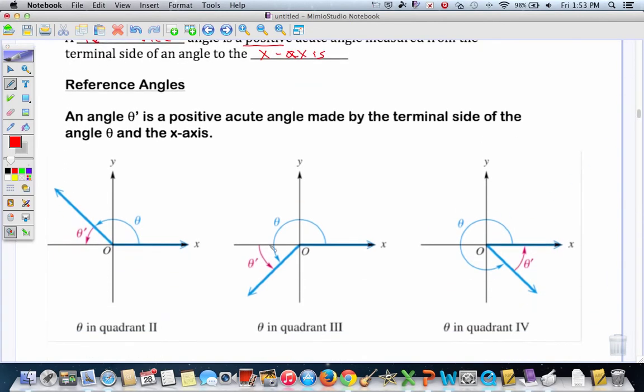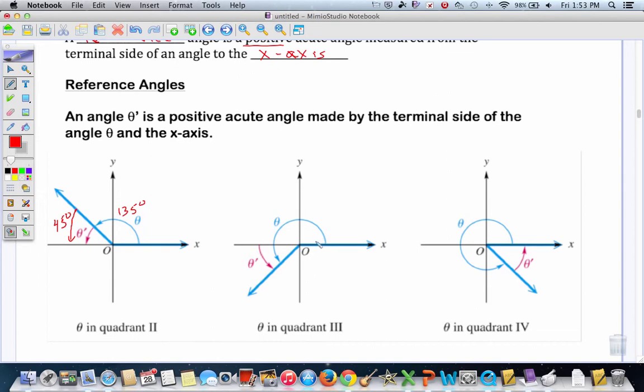Notice we have an angle in the second quadrant. This angle might be measured as about 135 degrees. But as a reference angle, we're measuring that angle from the terminal side down to the closest x-axis, which would be this one. So our reference angle would be 45 degrees. And that will come back to those triangles that we've talked about in the last section.